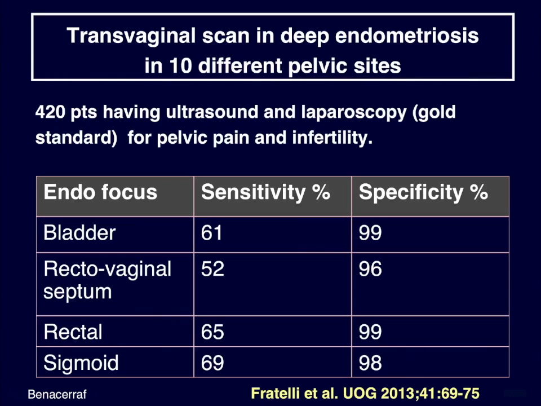So again, 10 different pelvic sites were looked at in this particular study, 2013, 420 patients, and they were compared to laparoscopy. And you can see the sensitivity is not as high in this particular study, but you can see again that it is the highest when you look for rectosigmoid lesions, because it is right there at the posterior fornix.